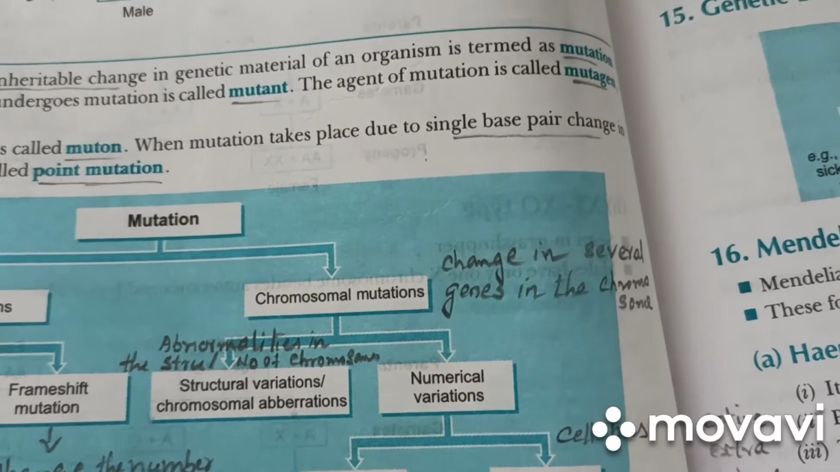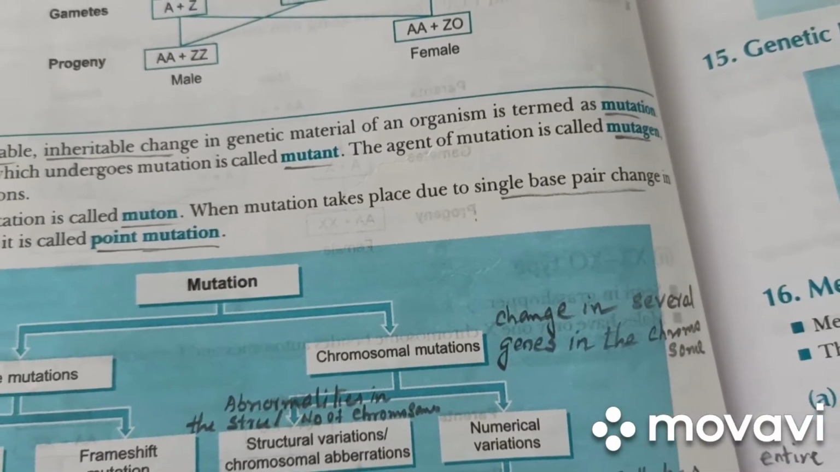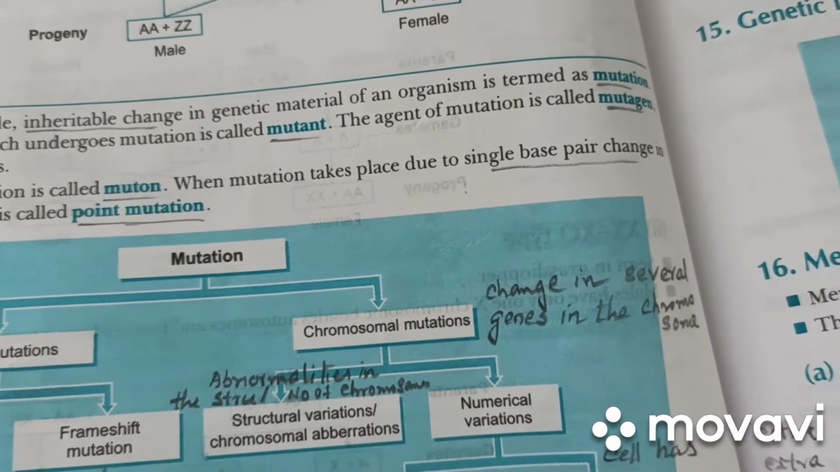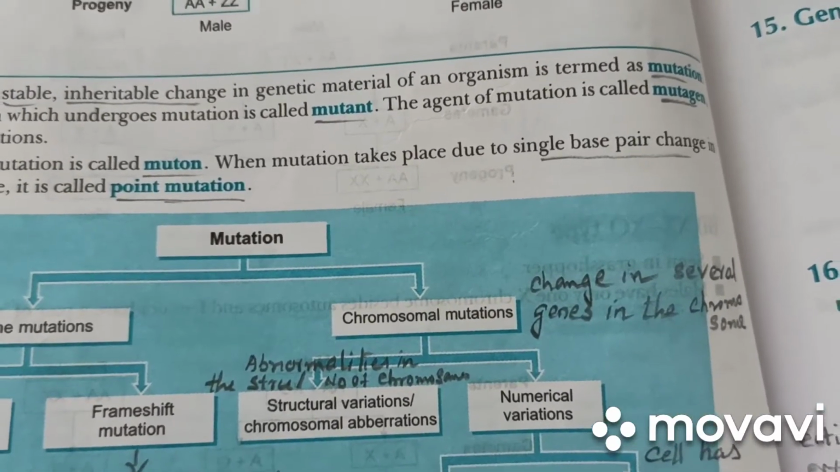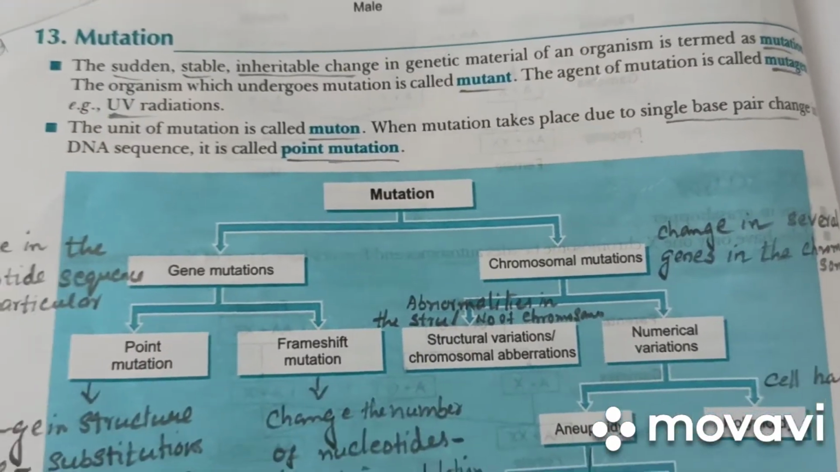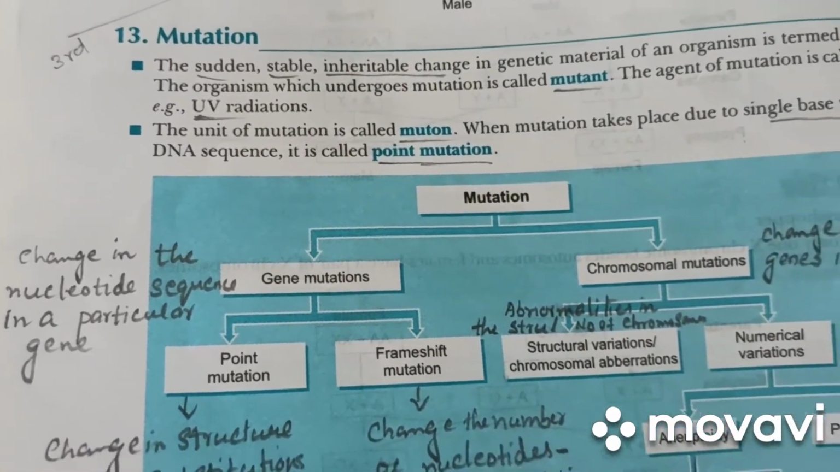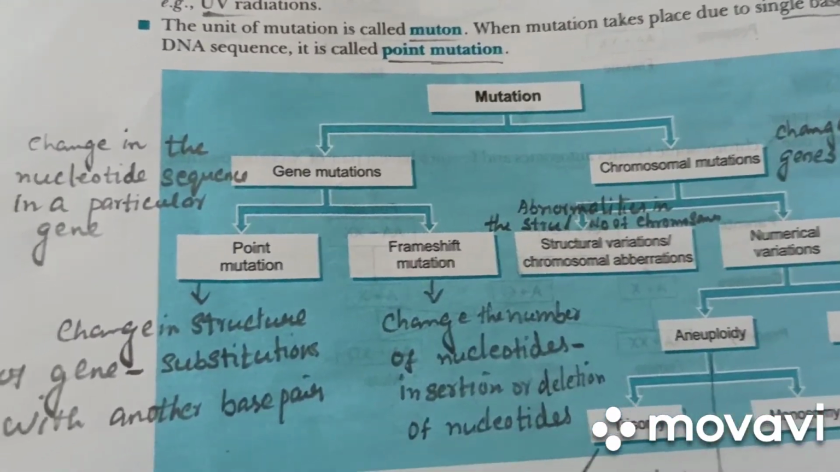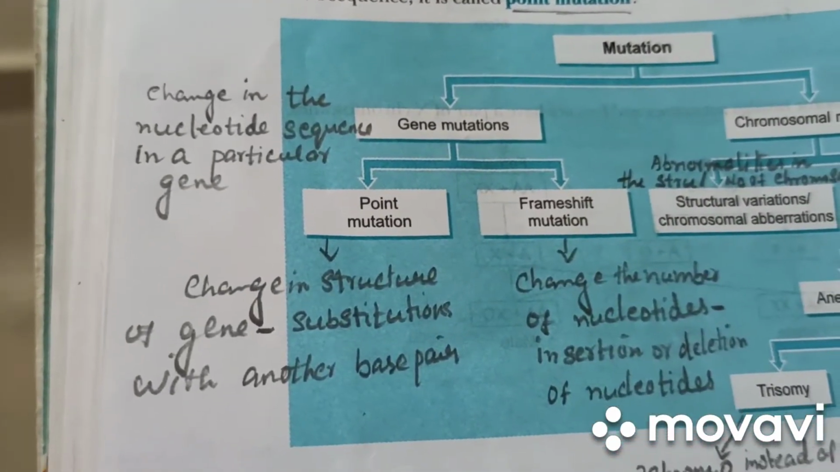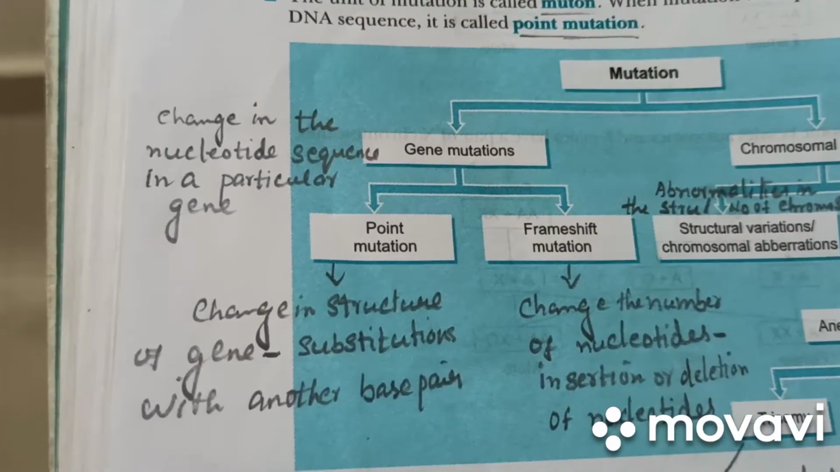Chromosomal mutation means change in several genes in the chromosome. In a chromosome there are many genes present. So change in the several genes in the chromosome is called chromosomal mutation. Other one, change in the nucleotide sequence in a particular gene. Clear? There is a difference. Then again you come down, you can see gene mutations. There are two types. Point mutation, I already told what it is. Second one is frame shift mutation.